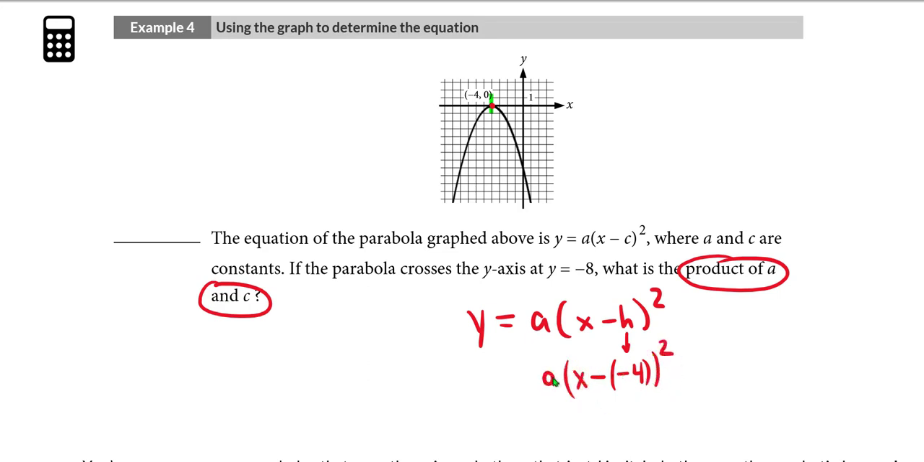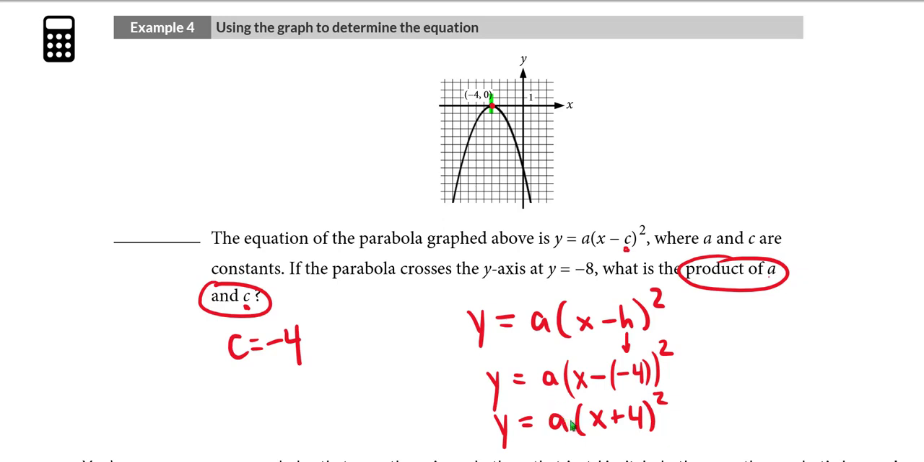And we still don't know our a value, so we're going to write that a out there. So at least now we know part of the structure of the equation of this parabola. And of course, we also know now that our c value is that negative 4, right? (x minus h), they're just changing the h to a c. That's fine. We said that h was negative 4, so c is negative 4. I'm going to write it over here: c equals negative 4. I don't want to forget about that.